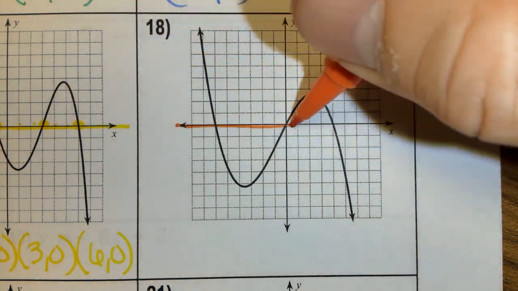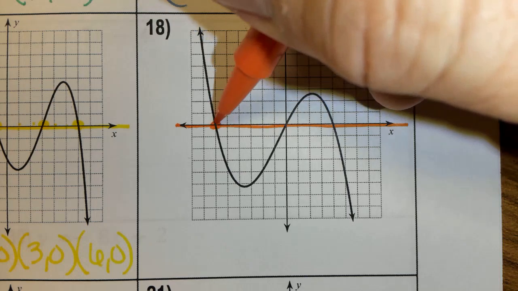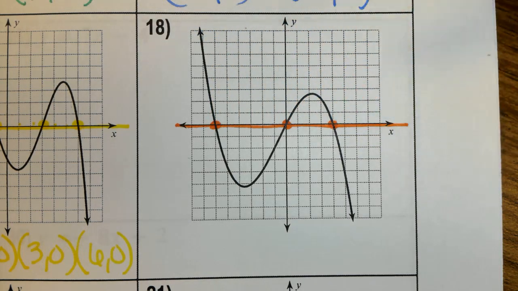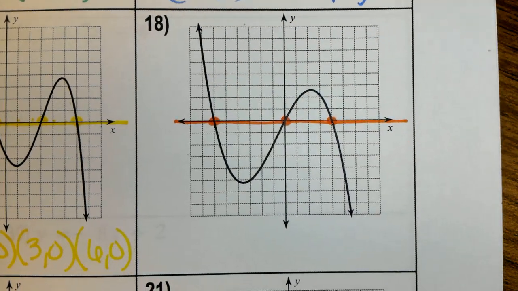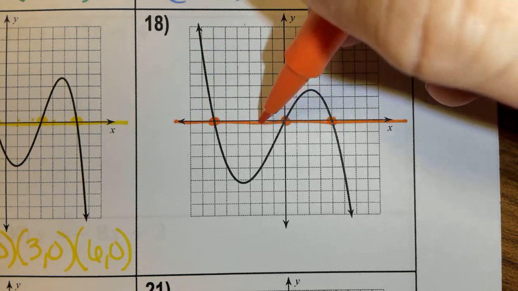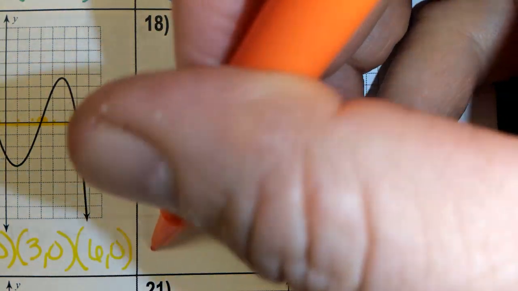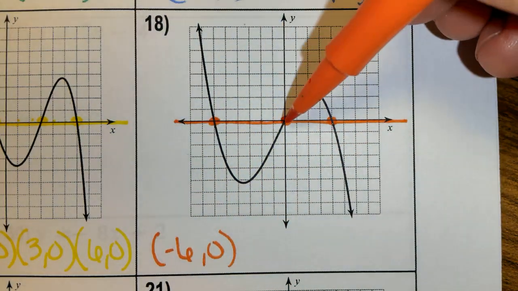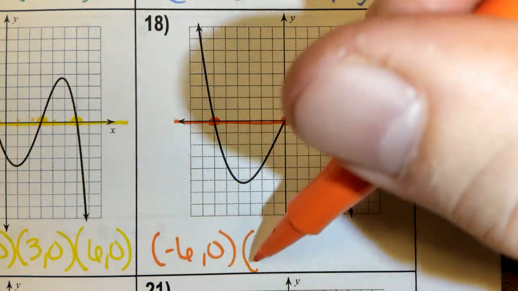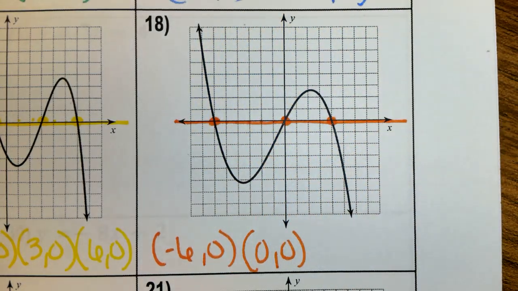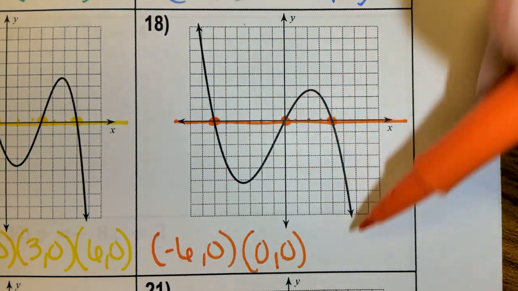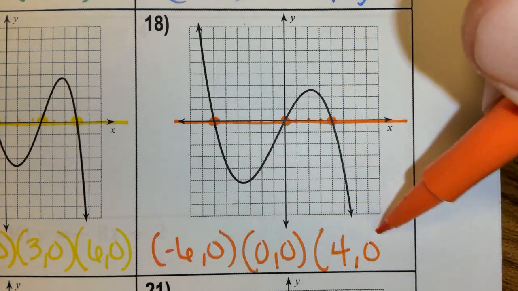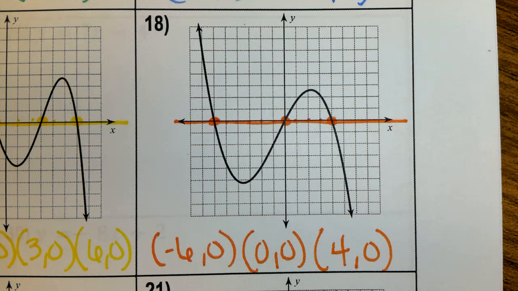18. I want to cross this line right here. I cross here, here, and here. This one only has 3. Okay. So my first one is 1, 2, 3, 4, 5, -6, 0. I have one right in the middle, so that is 0, 0. And I have 1, 2, 3, 4, 4 comma 0. And that is all.